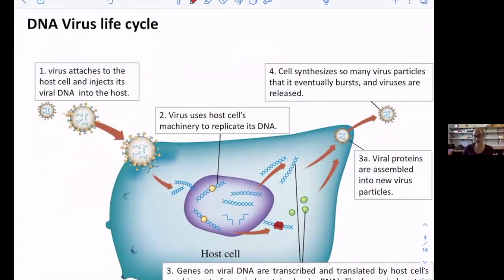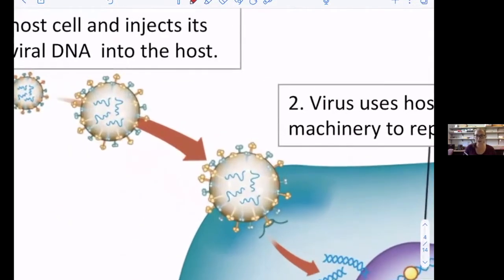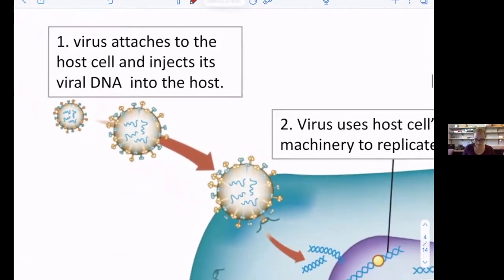Okay, so let's talk about how viruses work and their life cycles. The first thing that happens in a DNA virus, so this is very specific to DNA, we'll talk about the RNA one on the next slide. But a DNA type of virus, you'll see this picture, it has a protein holding around the outside and then DNA strands in the middle, and that's pretty much it.